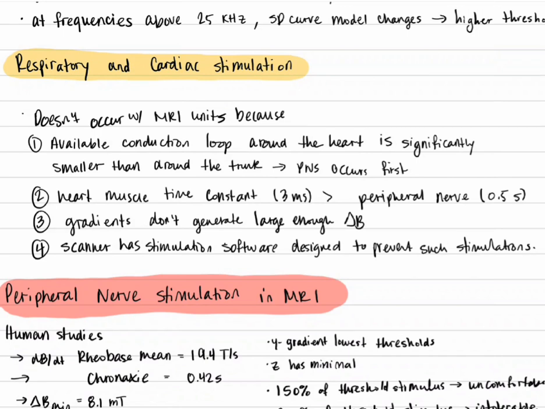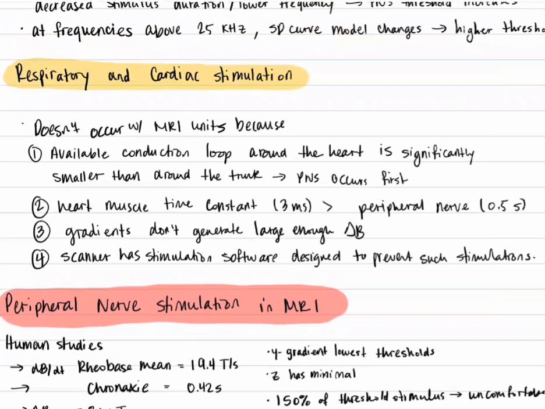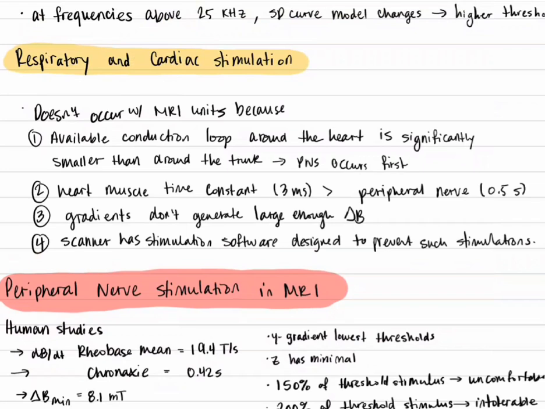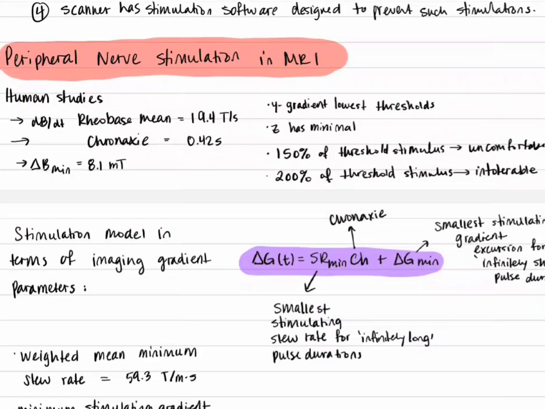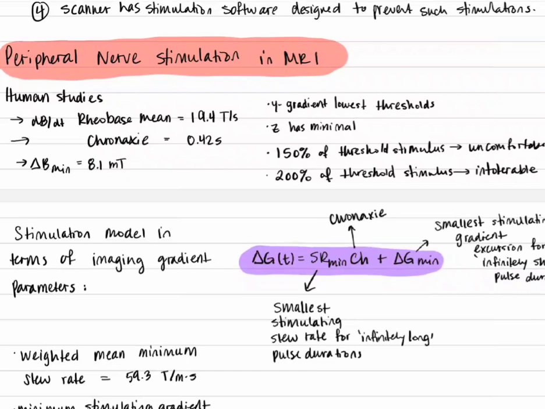Gradients don't generate a large enough delta B, and the scanner has stimulation software that is designed to prevent such stimulations. So there are precautions, and it's not a common issue that you see cardiac stimulation and respiratory stimulation. Peripheral nerve stimulation. From human studies, it's been observed that the rheobase mean has been 19.4 Tesla per second, and the chronaxie being 0.42 seconds, the minimum change in magnetic field being 8.1 millitesla.